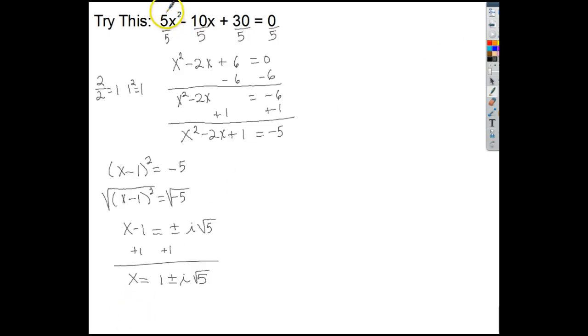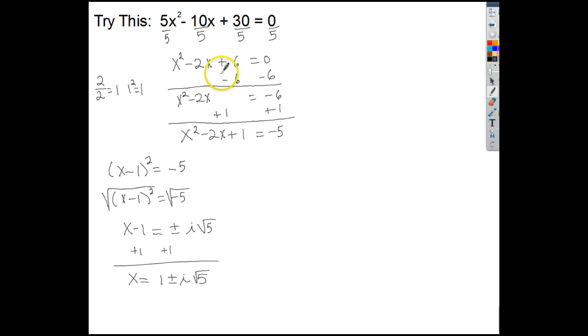All right, so we notice that it doesn't start with a 1, so we divide everything by whatever this number is, and we divide everything by 5. We get x squared. 10 divided by 5 is minus 2. 30 divided by 5 is plus 6 equals 0. Okay, we want to complete the square. Is this the constant that we want to see here? Well, it would have to be half of 2 is 1, 1 squared. This would have to be a 1, so I'm just going to get rid of the 6 by subtracting it.